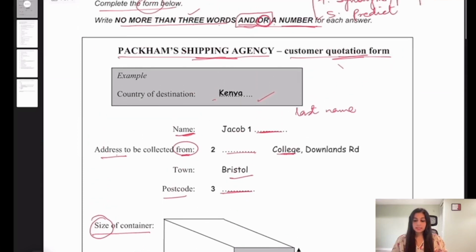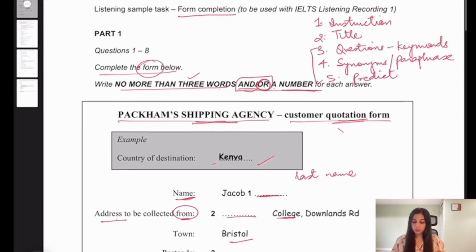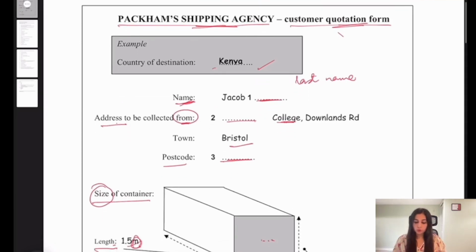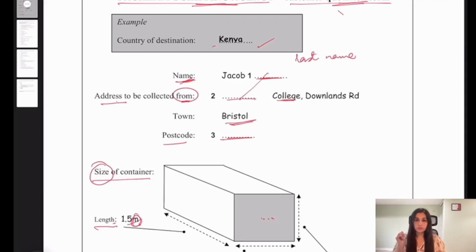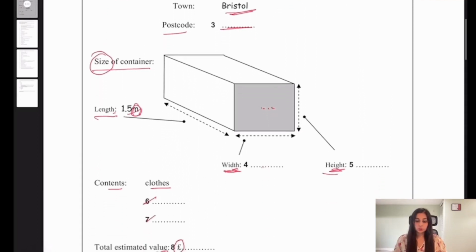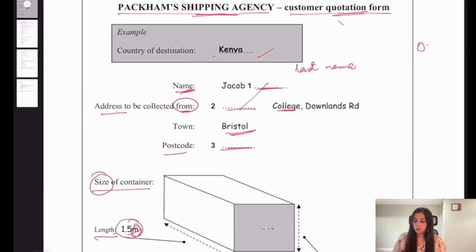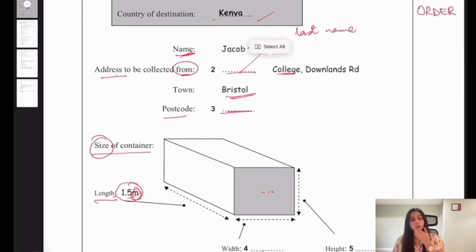So yeah, let's start listening to the audio and then we'll simultaneously answer the questions and I'll lead you. So you have to be attentive. So name, address, town, postcode. So if you listen Bristol, right, that means you've already missed out these two answers. If you listen to the number 1.5 meters, that means width will be next, and after that they'll talk about the height. So answers will be in the same order, so they'll follow the order. So the answer to question number 1 will be followed by the answer to question number 2, and then we'll get the answer to question number 3.